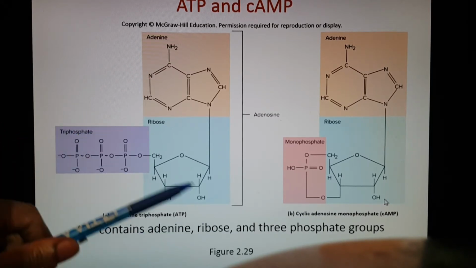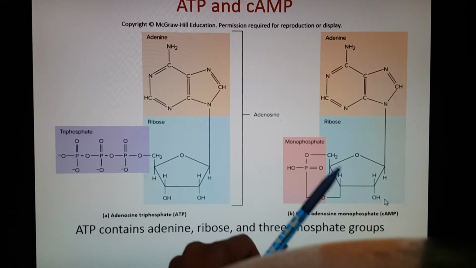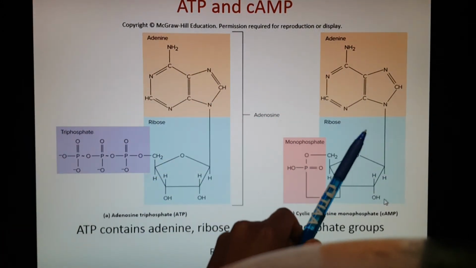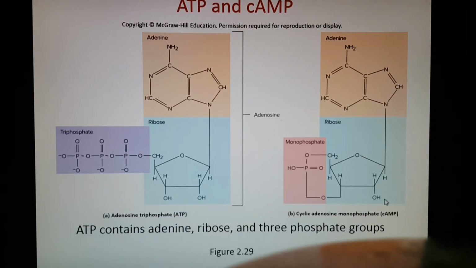Another way the body uses the ATP molecule is by taking off two of those phosphate groups and forming what's called cyclic AMP. It's cyclic because it goes in a circle here. That phosphate group rebinds to that ribose sugar, and so it's a monophosphate, there's our MP. This is usually used as a signaling molecule in the body.